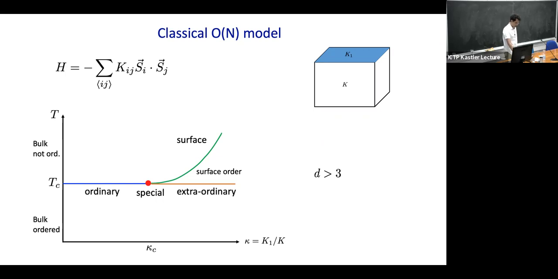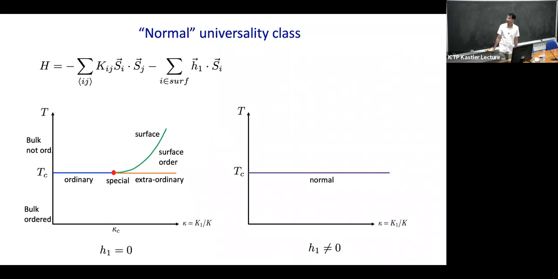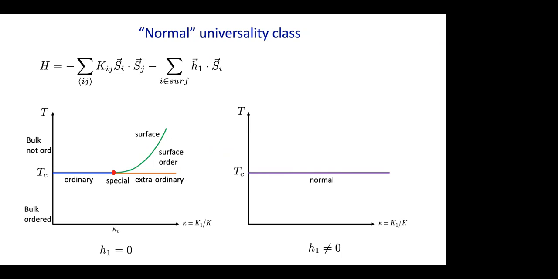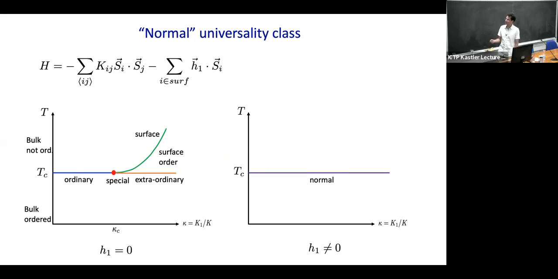All right, so this is what happens in three dimensions. There is one more interesting point, which is that so far I've considered the situation when there is no symmetry breaking field, either on the boundary or in the bulk. Now let's imagine that you actually break the symmetry on the boundary by applying a magnetic field on the boundary. Well, then it's believed that you have just one boundary universality class for any value of the boundary exchange coupling. And this is the so-called normal universality class. These names have a history going back to criticality in fluids. So this is the nomenclature.